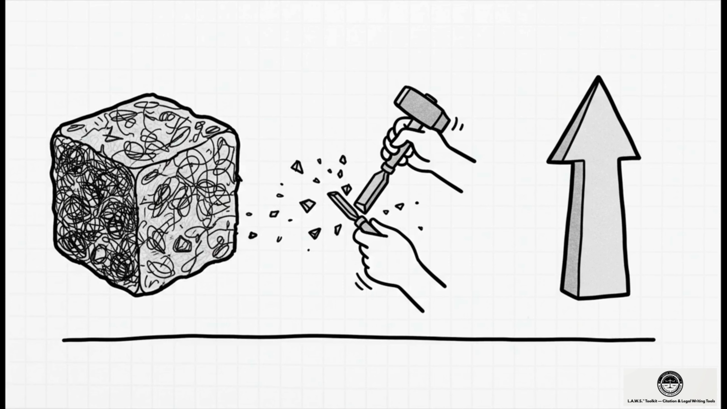And that leads us to this kind of counterintuitive truth. Powerful writing isn't about adding more stuff. It's about taking things away. You have to be willing to cut your favorite sentences, to delete whole sections if they don't directly serve that one-sentence thesis. Clarity comes from what you remove.